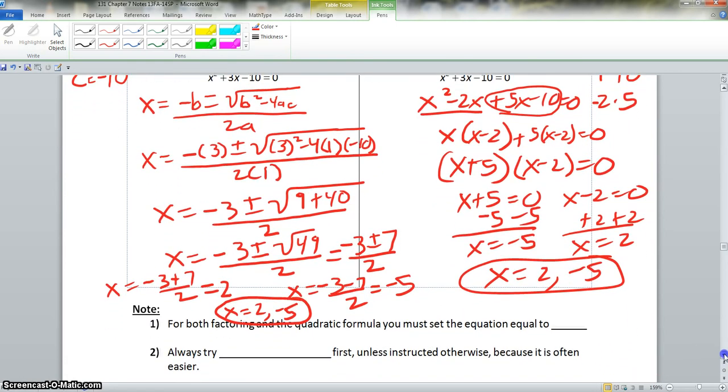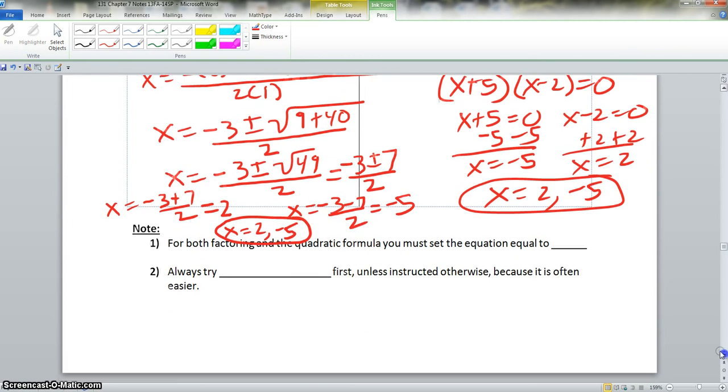Now it says that for both factoring and the quadratic formula, you must set the equations equal to 0.